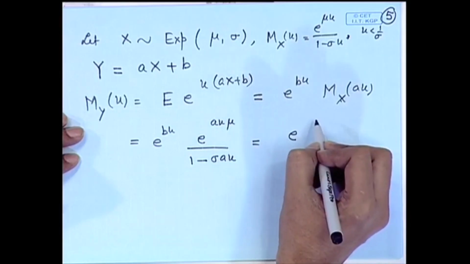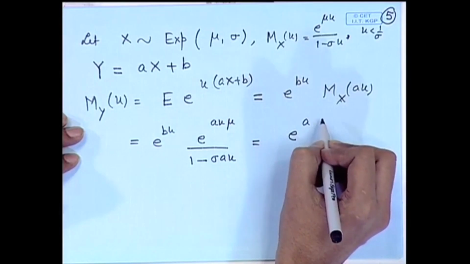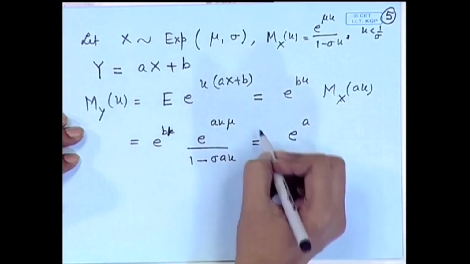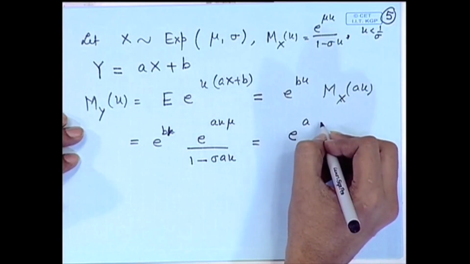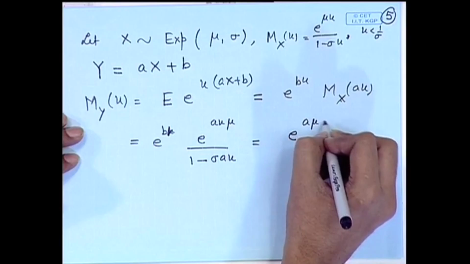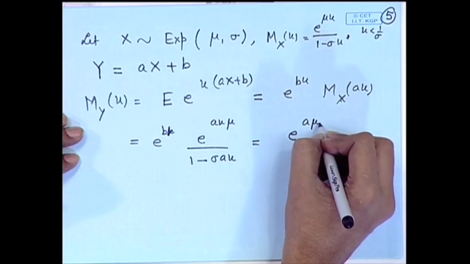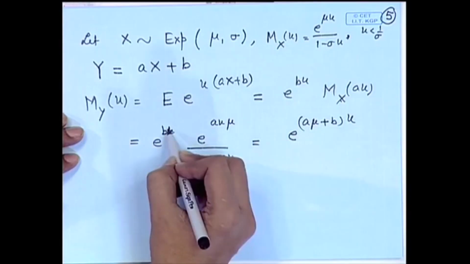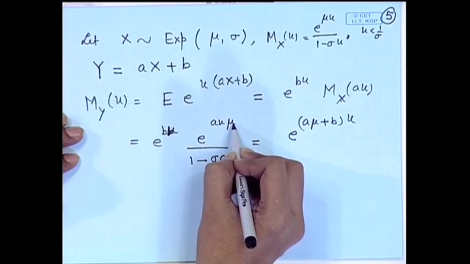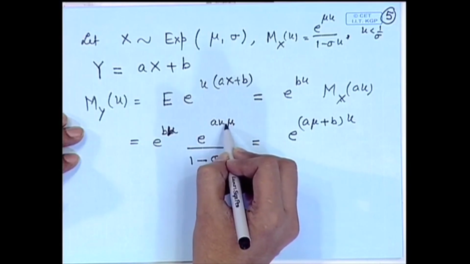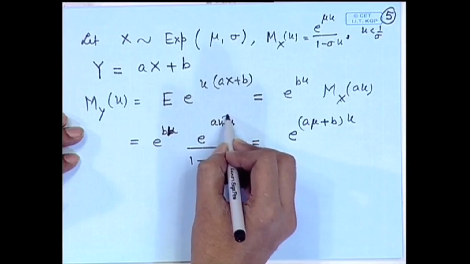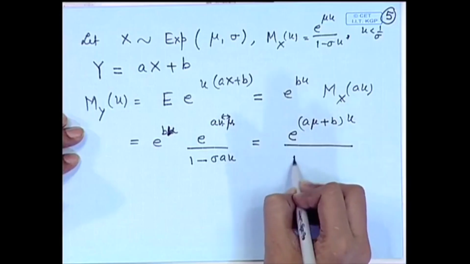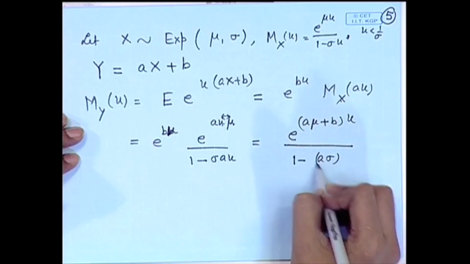So, this we can adjust and write it as a mu plus b u. See, this term was b u and here it is a u mu. So, mu A mu, this actually u we will interchange here. So, it becomes A mu plus B and then u divided by 1 minus A sigma u.